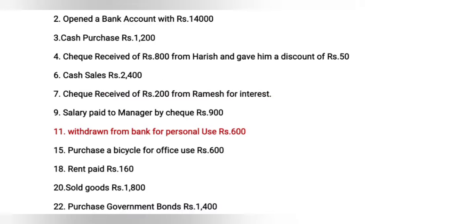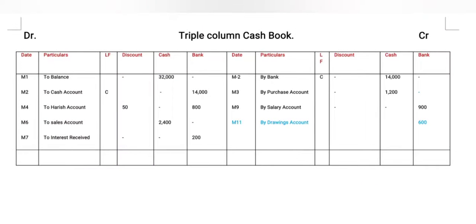11th March, withdrawn from bank for personal use, 600 rupees. Here it is clearly stated that the amount is withdrawn from bank for personal use. This is considered as drawings. We go to the cash book credit side, bank column, that is March 11 by drawings account. It is withdrawn from the bank. That's why we write it in the bank column, 600 rupees. This transaction is complete. We are going to another transaction.